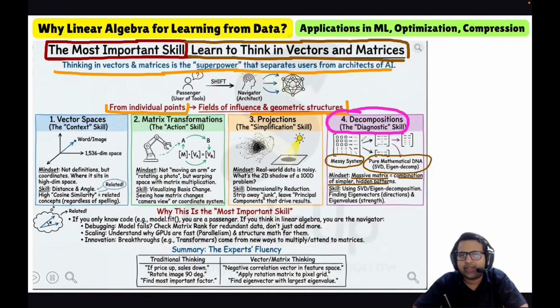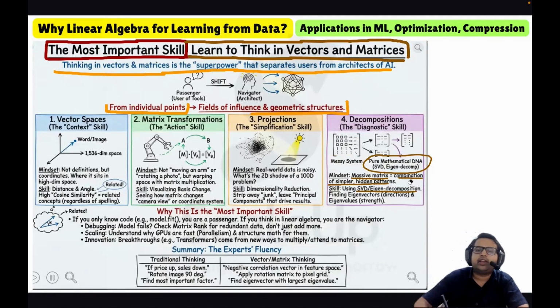Now the skill for that is the singular value decomposition or the eigen decomposition. An expert looks at a confusing matrix and thinks, what are the eigen vectors, the fundamental directions, and the eigen values, the strength of those directions of the system. Using this information, they break the complex system into smaller subsystems. That is what thinking in decomposition is.